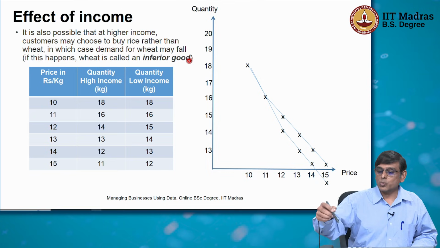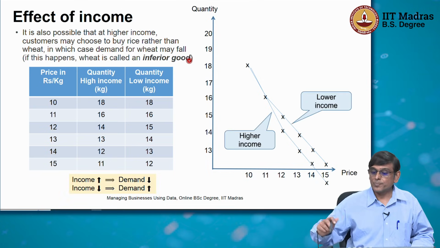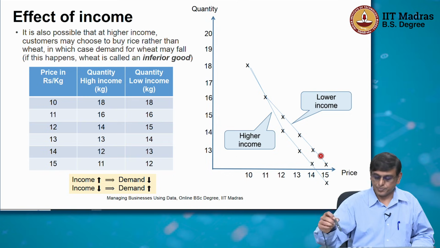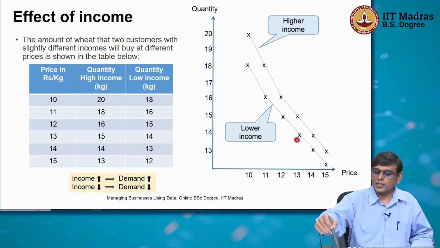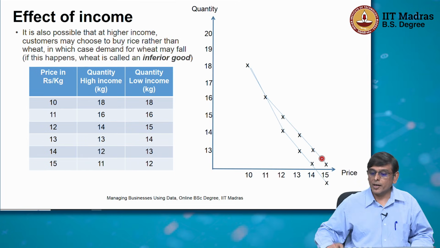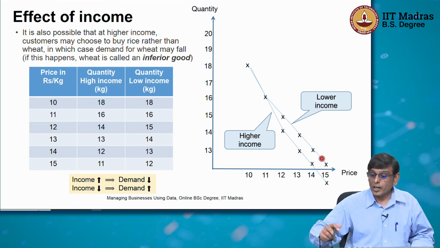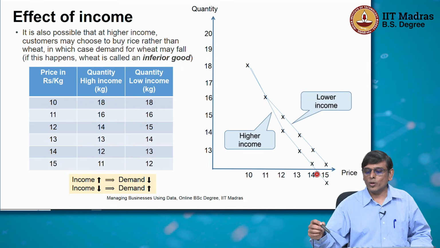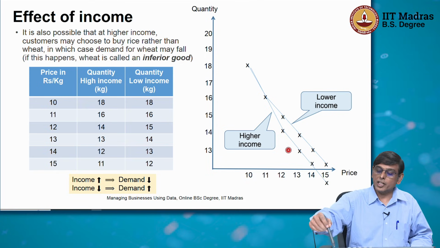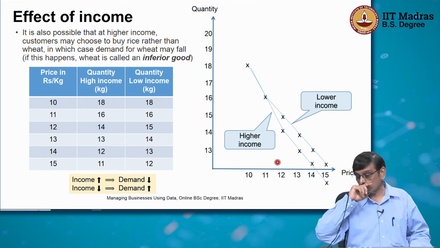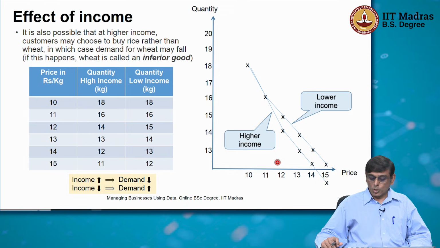So in that case, the curve looks like this. The higher income curve actually becomes lower than the lower income curve, right? In the earlier curve, we saw that the higher income curve is higher than the lower income curve. But here, the higher income curve went below the lower income curve. Why did it go below? It went below because the person with higher income decided to drop wheat and move to rice. That is why it went below. Okay. So such a good is called an inferior good.